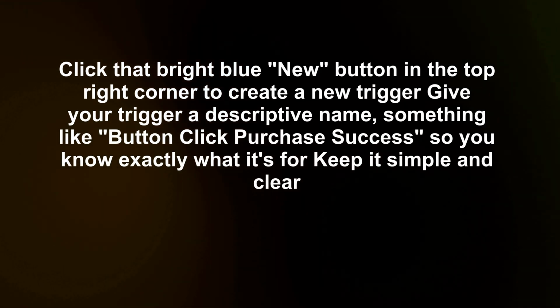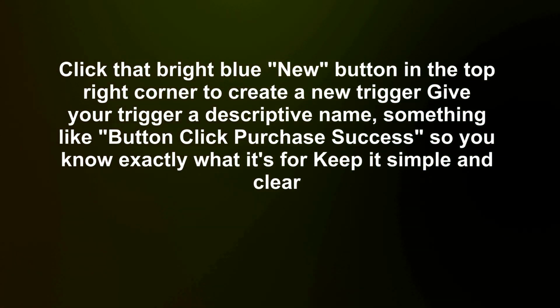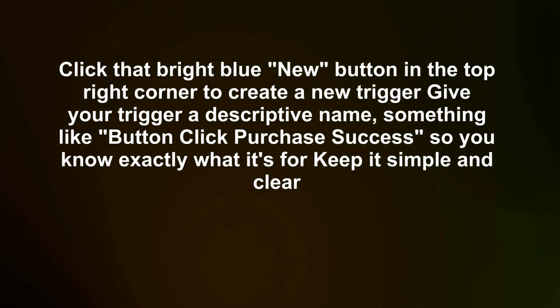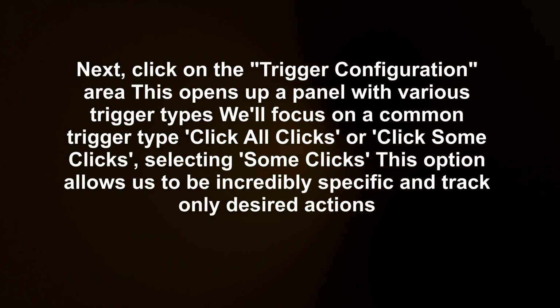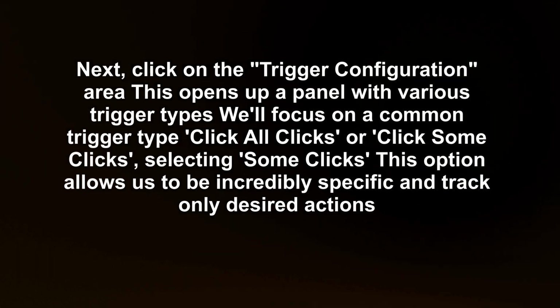Click that bright blue New button in the top right corner to create a new trigger. Give your trigger a descriptive name, something like "button click purchase success," so you know exactly what it's for. Keep it simple and clear. Next, click on the trigger configuration area. This opens up a panel with various trigger types.